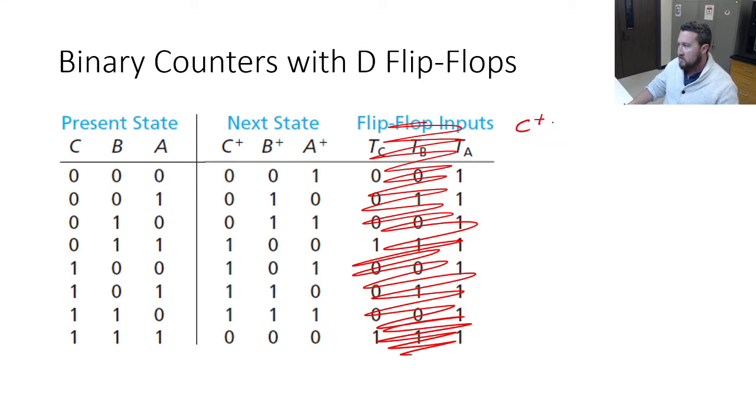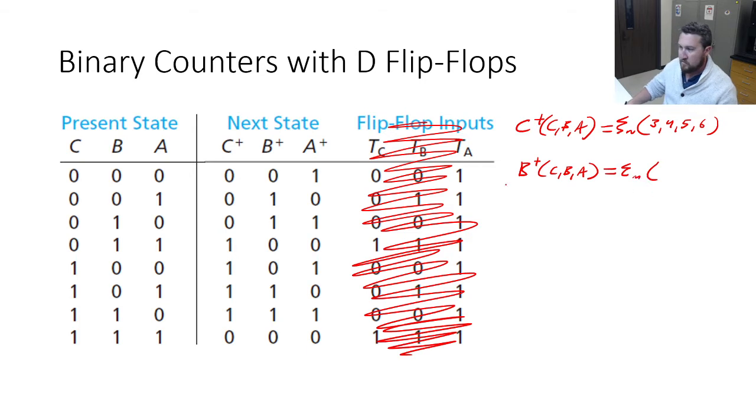So I can say C plus is a function of C, B, and A, and is equal to the sum of minterms 0, 1, 2, 3, 4, 5, and 6. And B plus is equal to a function of C, B, and A, and is equal to the sum of minterms 1, 2, 5, and 6. And A plus is equal to a function of C, B, and A, and is equal to the sum of minterms 0, 2, 4, and 6.